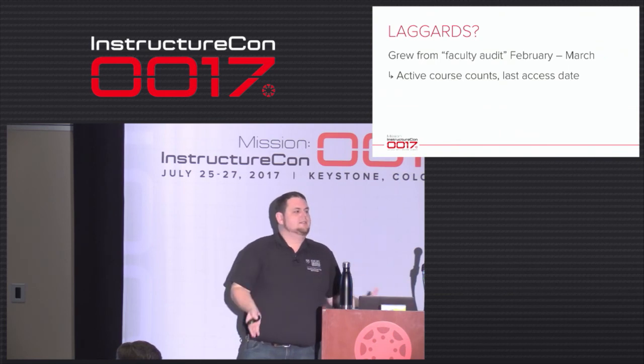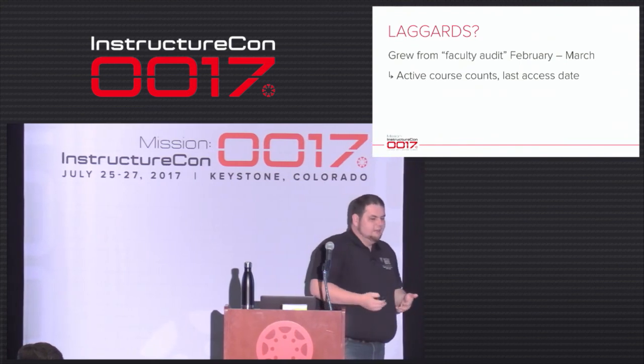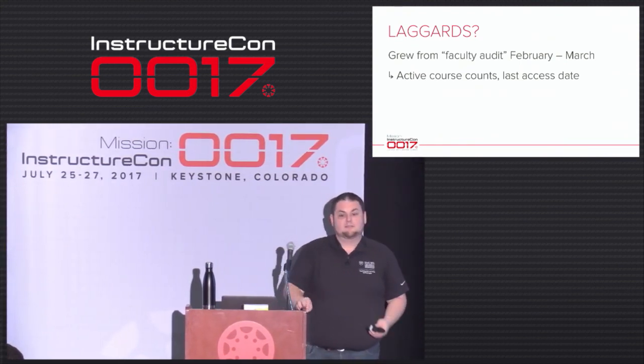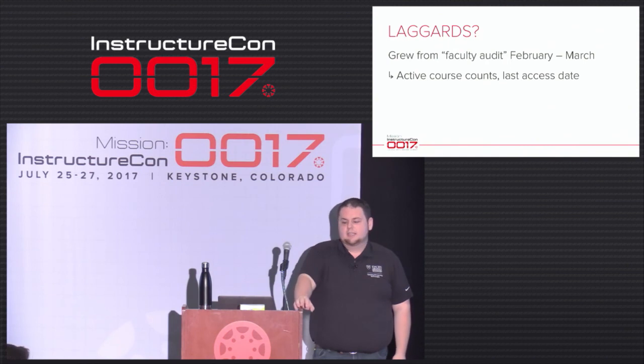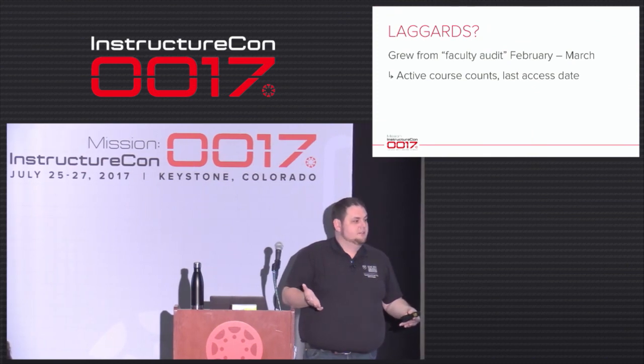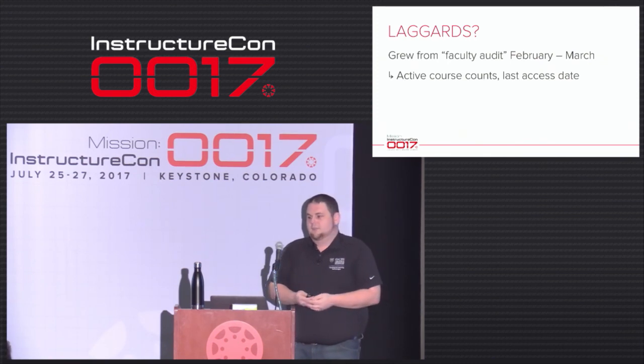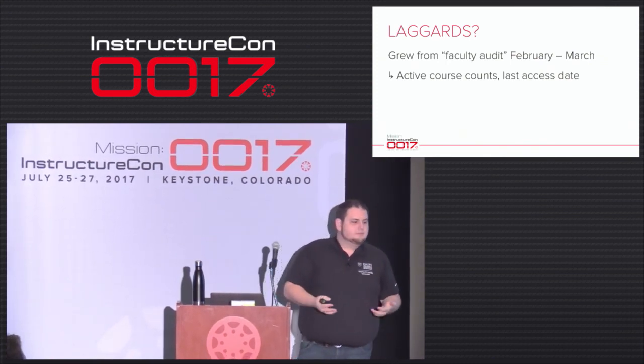The second question that I was asking is, who are our laggards in adopting Canvas? This grew out of something that we did in February and March. After we had gotten the spring semester rolling, we did what we called a faculty audit, and we were looking at who was using active courses in Blackboard and Canvas. And then we got all that data, aligned it, got together with instructional designers from our various schools, and shared that data with them so that they would know who they'd need to contact for kind of nudging them along.